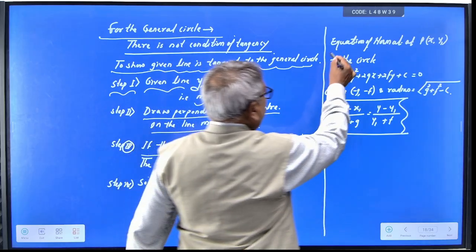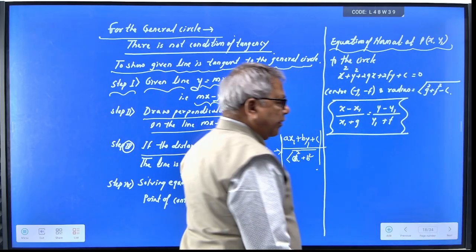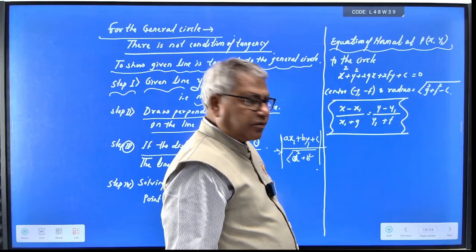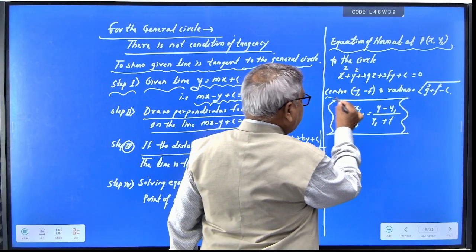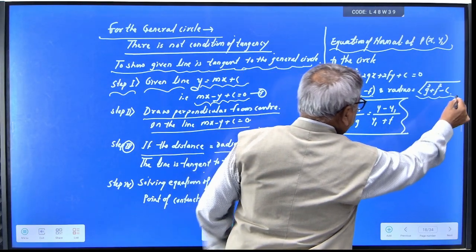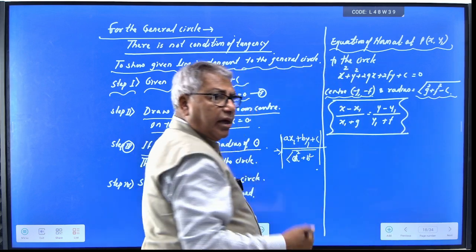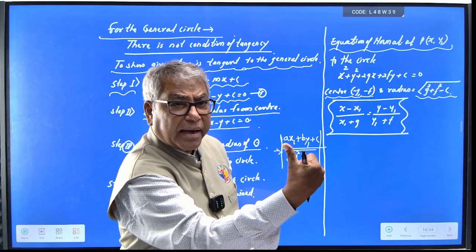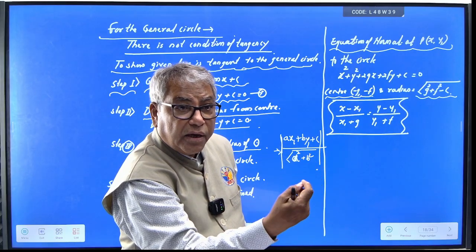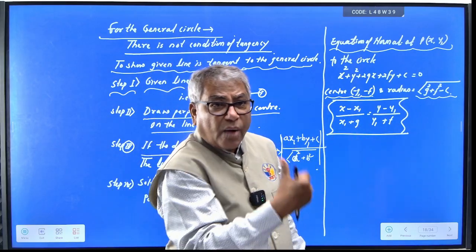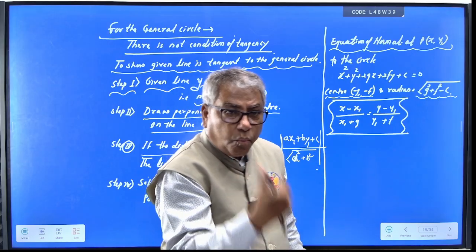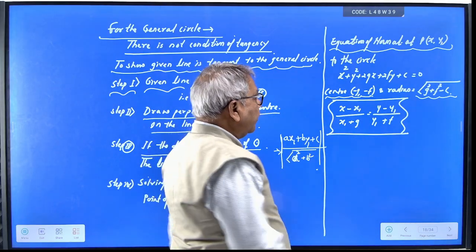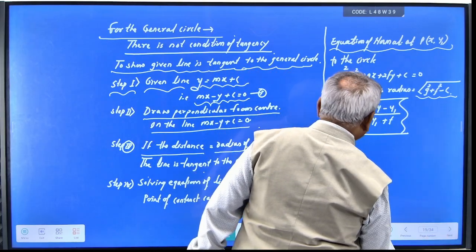Otherwise, no. The equation of normal at P x1 y1 to the circle x square plus y square plus 2gx plus 2fy plus c equal to 0, center is minus g, minus f, and radius root of g square plus f square minus c, is (x minus x1) upon (x1 plus g) is equal to (y minus y1) upon (y1 plus f). This is the equation of normal at that point, correct?